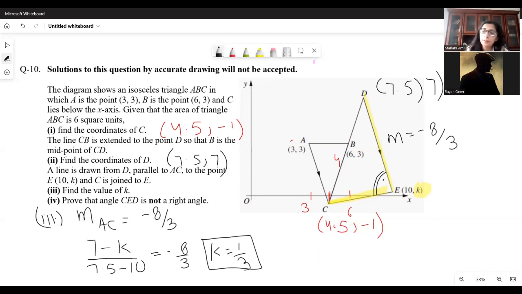और किस तरह हो सकता है? अगर ये right angle हो बीच में, तो CE और ED की slopes negative reciprocal होनी चाहिए, because they're perpendicular. So let's find the slope of CE. K was 1/3. So find the slope of CE, and then all that is left to do is observe if the slopes are negative reciprocal.